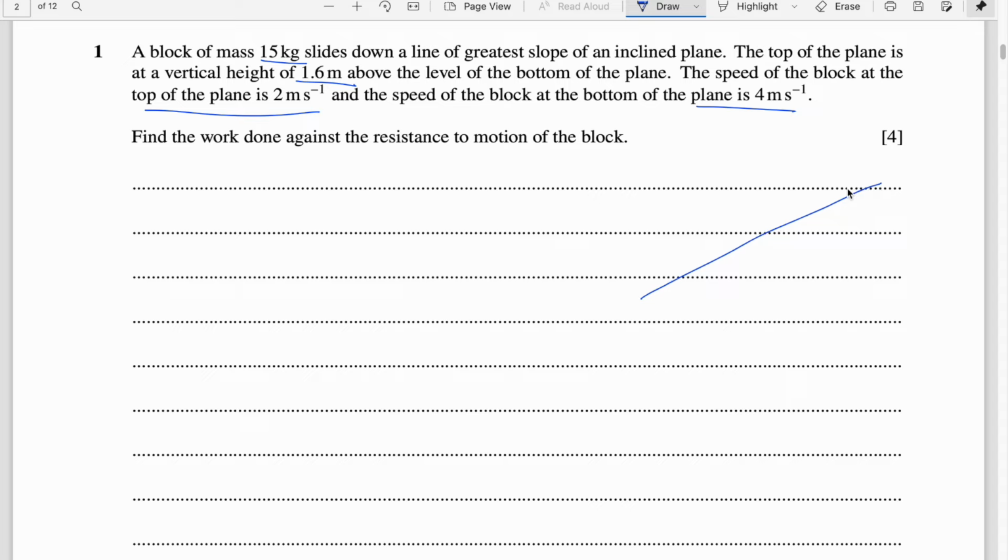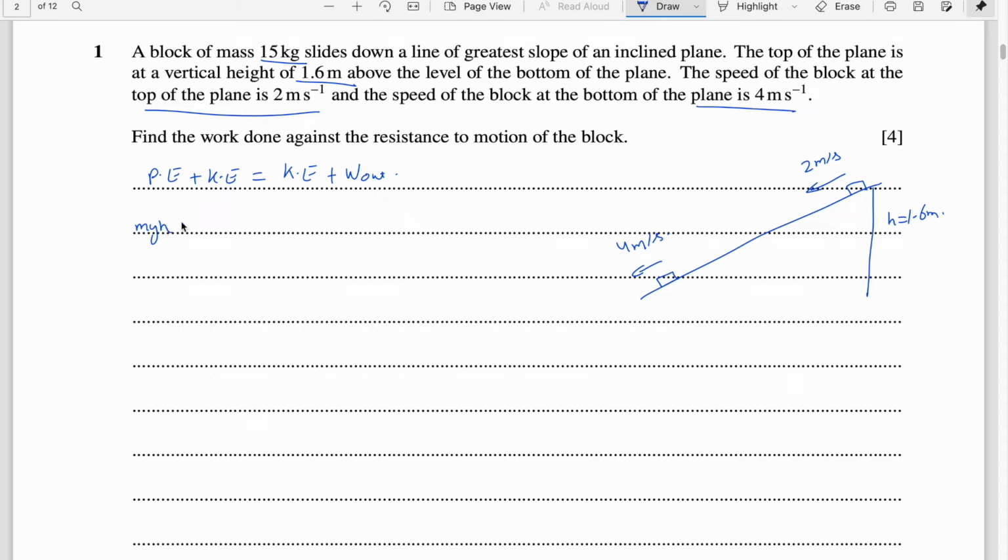So consider this scenario: the block is at the top and moves with a speed of 2 meters per second, and when it reaches the bottom the speed is 4 meters per second, and the vertical height is given, which is 1.6 meters. At the top the block has two energies: potential energy due to height and kinetic energy due to speed. When it reaches the bottom, potential energy is 0, so we're not writing that. That is kinetic energy. And some of the work is done against the resistance, which is known as work done against resistance.